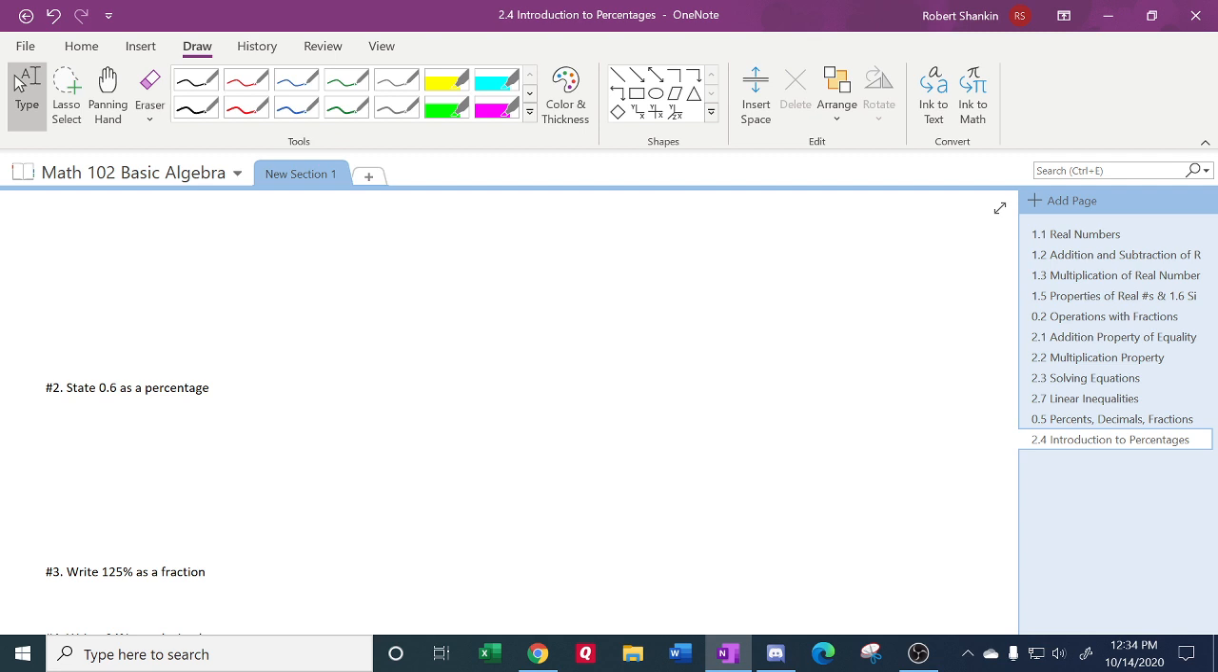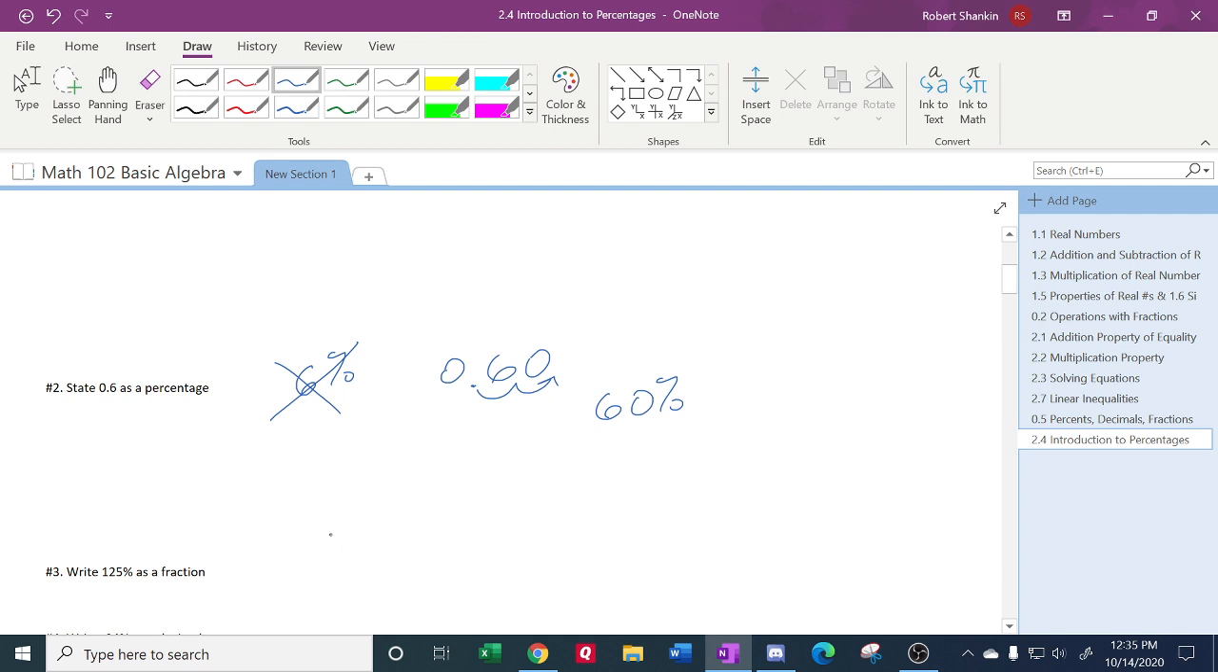Okay, 30 seconds more. Alright, 0.6 as a percentage. My instinct is to go ahead and say, oh, that's 6%, but that's wrong. I've got to do this, move the decimal 2 places to the right, and it creates an extra 0, and it's 60%. And 0.6 is to 1, as 60% is to 100. 60 is to 100.